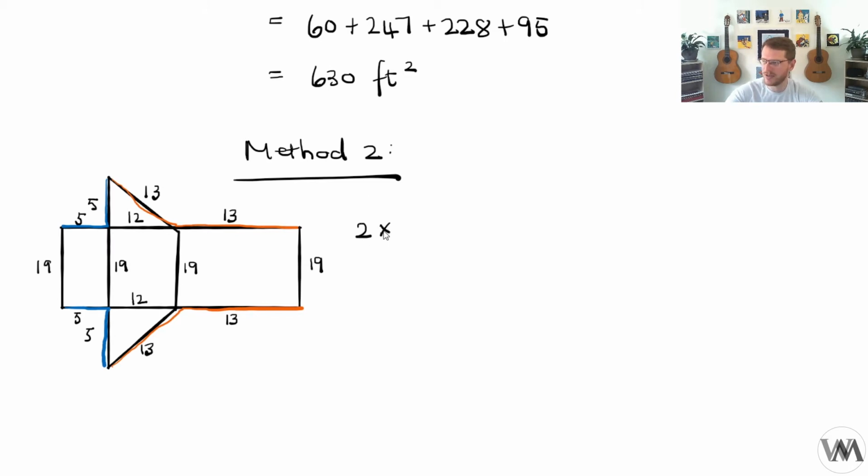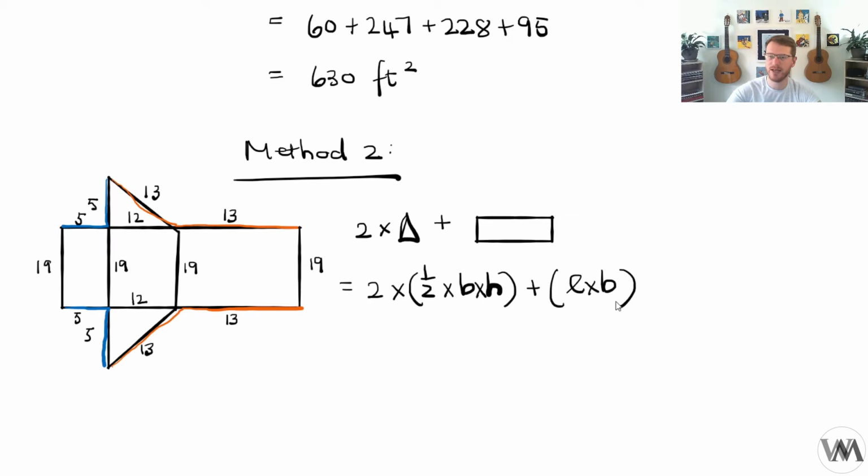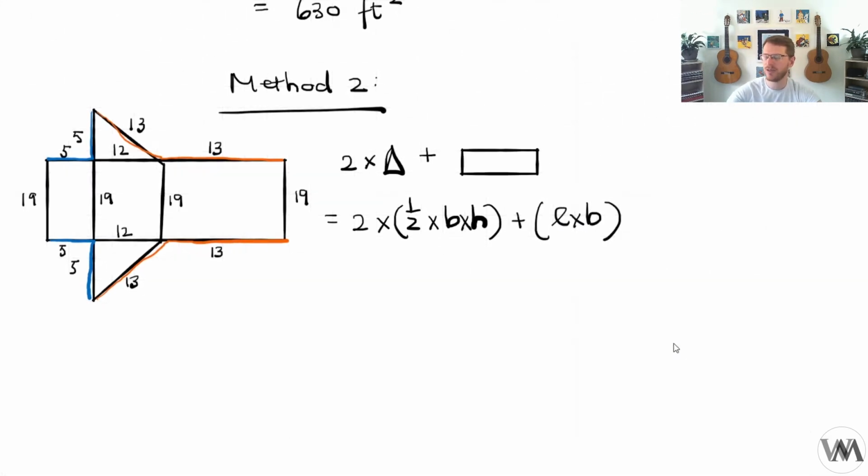I'm going to say it's 2 times the area of a triangle plus the area of the large rectangle that I have here. And that means that I'm going to have 2 times half times the base times the height, and I'm going to add the area, which is the length times the breadth. But in order to work out what the length is, I need to first get the perimeter of the triangle. This is very important. So the length will depend on the perimeter of the triangle.